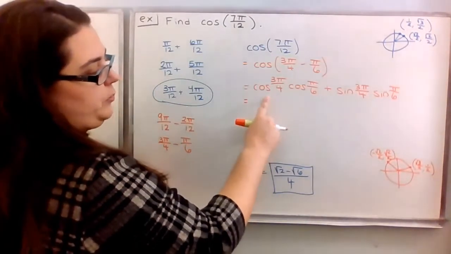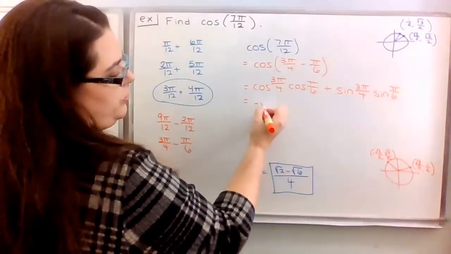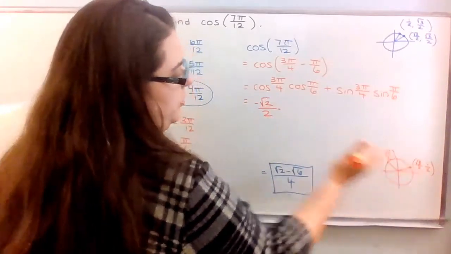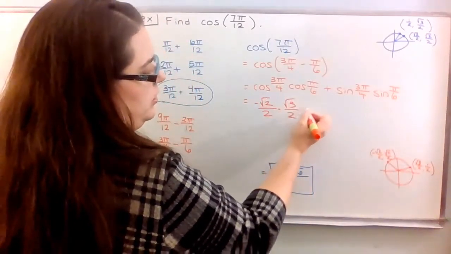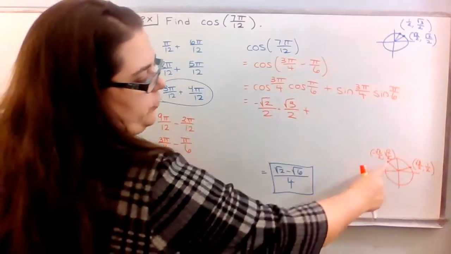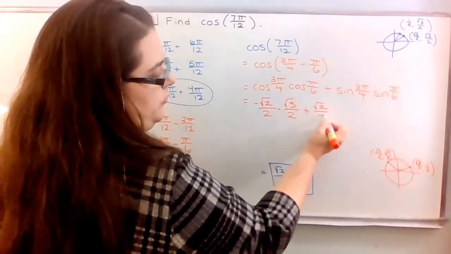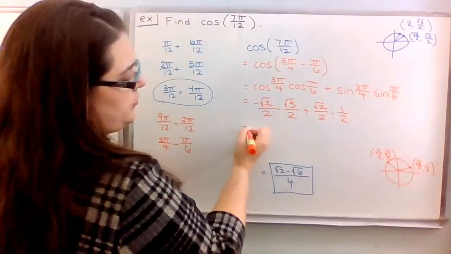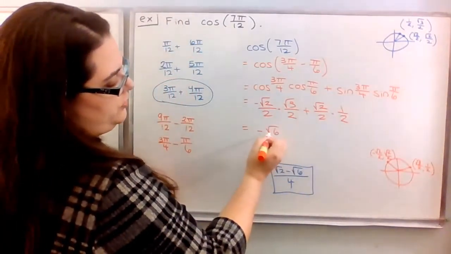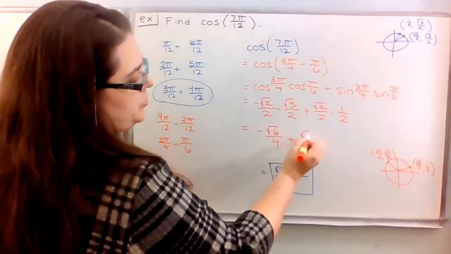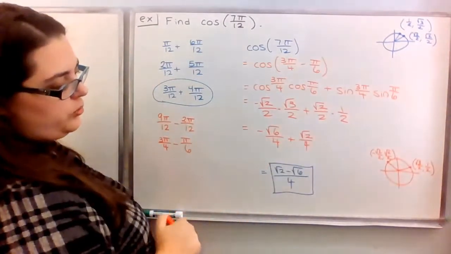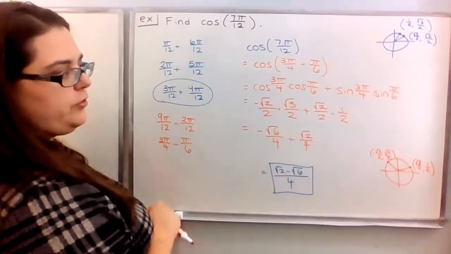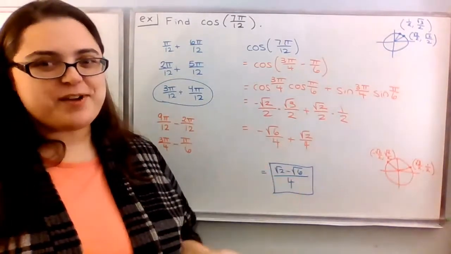So cosine of 3 pi over 4 is negative root 2 over 2. Cosine of pi over 6 is root 3 over 2. Sine of 3 pi over 4 is root 2 over 2. And sine of pi over 6 is 1/2. So we'll get negative root 6 over 4 plus root 2 over 4, which will combine to give us a positive root 2 minus root 6, all over 4. So there you go, that works as well.